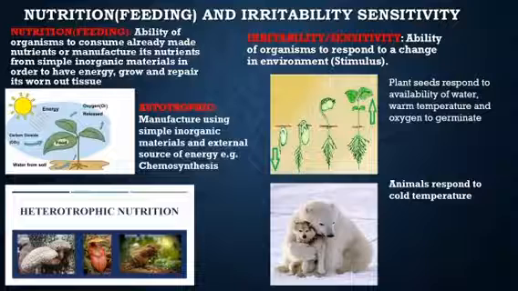Let's quickly look at irritability. Irritability or sensitivity is the ability of an organism to respond to a change in the environment, which can simply be said to be responding to a change in stimulus. Plants, as you see in the diagram, when they get water and conditions such as warmth, temperature, and oxygen, germinate, meaning that plant seeds respond to all these factors, and they germinate and begin to change and respond and grow. That's sensitivity.